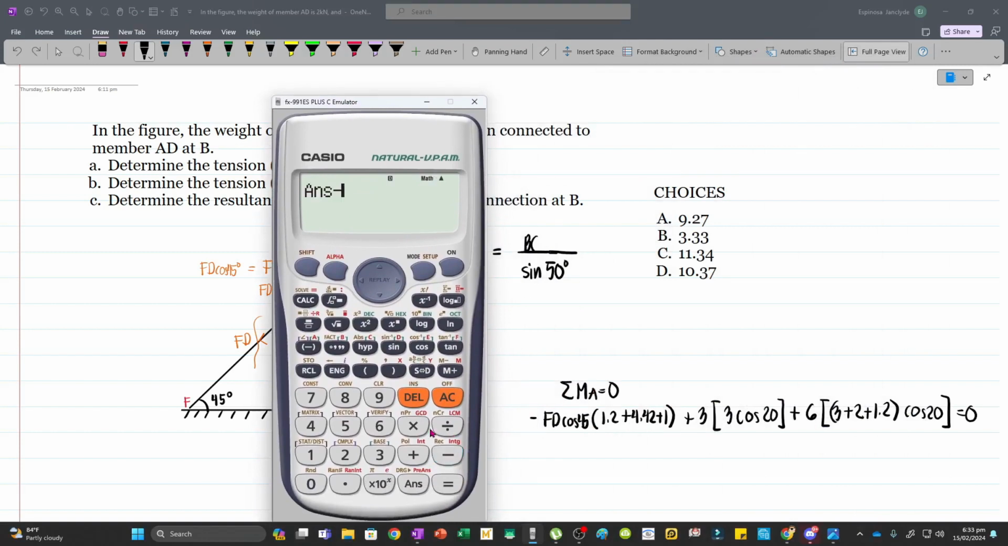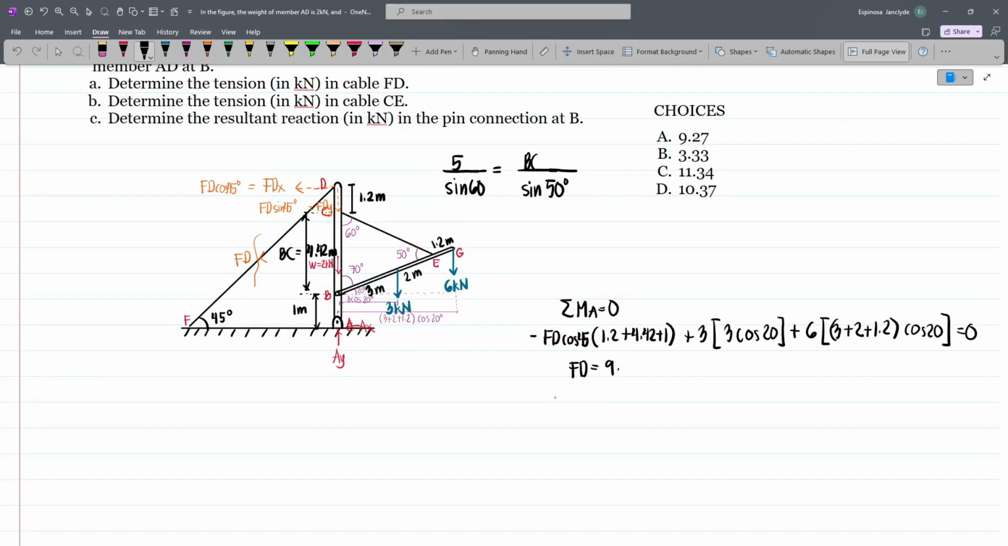We have minus FD cos 45 times 1.2 plus 4.42 plus 1, and then plus 3 times 3 cos 20, and then plus 6 times 3 plus 2 plus 1.2 cosine 20, and then equal yan to 0. And so solving FD, we have 9.27. So this is 9.27 kN. And so ito yung answer natin for letter A.